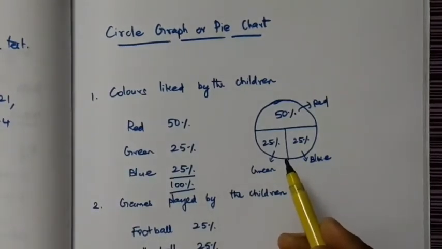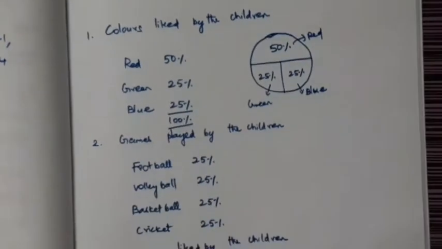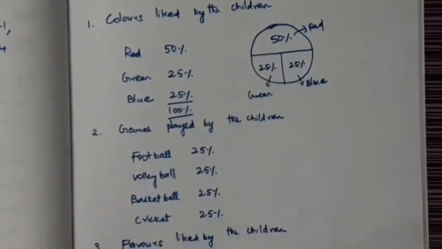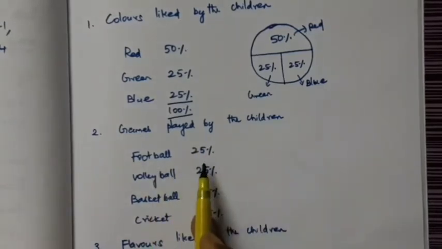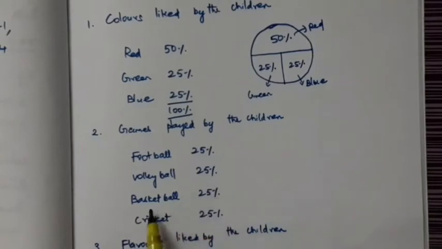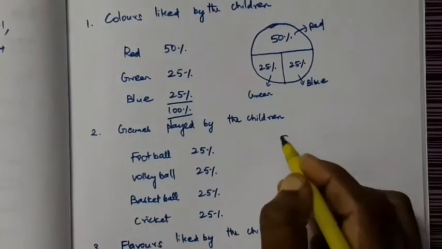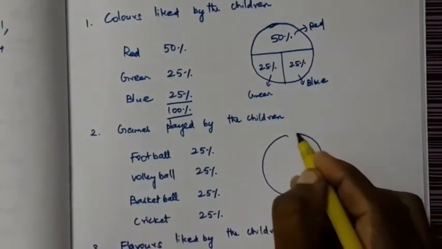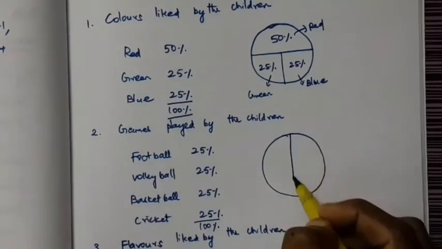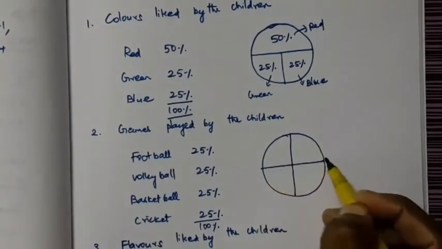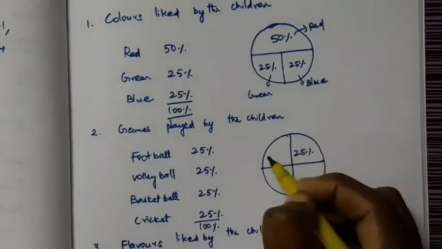This is one example. So let us go for one more example. Games played by the children: football 25%, volleyball 25%, basketball 25%, and cricket 25%. So I am drawing a circle. Okay, you can see all are the same, 25%. If you add together, you can see it is 100%. So I am equally dividing into 4 parts such that each is 25%.